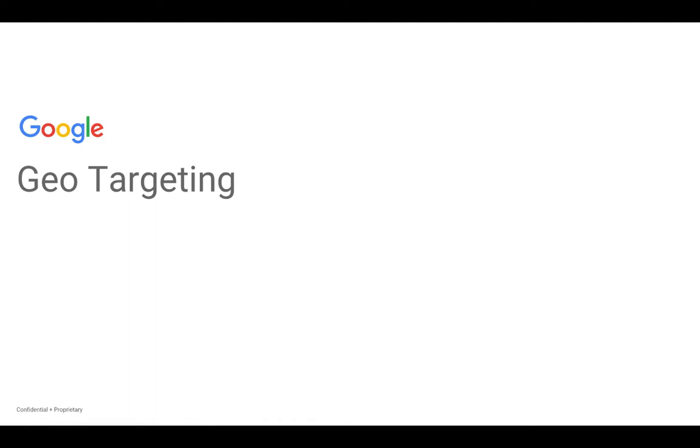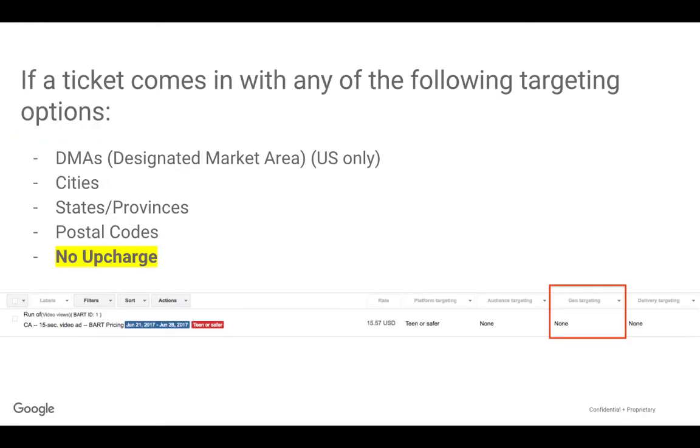This training will go over the geo-targeting options that are available in BART. If a ticket comes in with any of the following targeting options, DMAs, cities, states or provinces, or postal codes, please use the geo-targeting profile that is available in BART. As a quick note, there are no upcharges associated with geo-targeting.